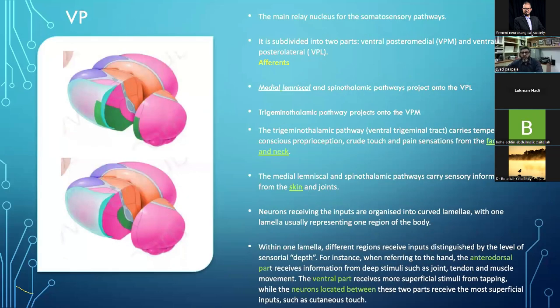And this is the ventral posterior nucleus here. As I told you, it has two parts. This is the ventral posterior lateral, and this is the ventral posterior medial part. The structures shown in green here are the ventral posterior nucleus. The ventroposterior lateral nucleus will be receiving information through the medial lemniscus and the spinothalamic tract. And the ventroposterior medial nucleus will be receiving information through the trigeminothalamic pathway, mainly from the head and neck.